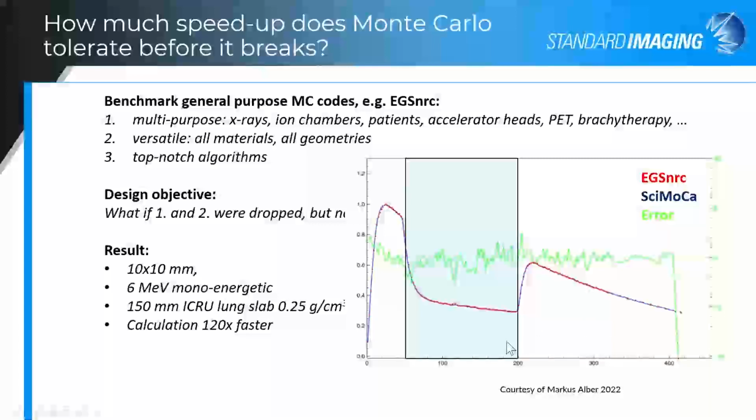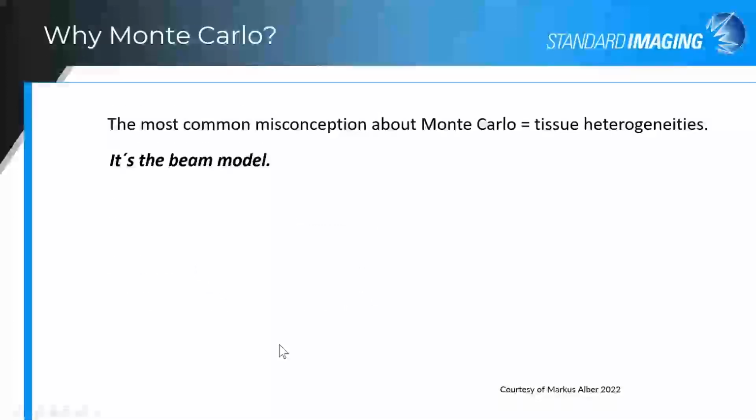there's excellent agreement throughout, particularly focusing on these interface areas. And the key item that I wanted to bring up is that the SIMOCA dose engine calculation is 120 times faster than EGS NRC for this particular benchmark case.